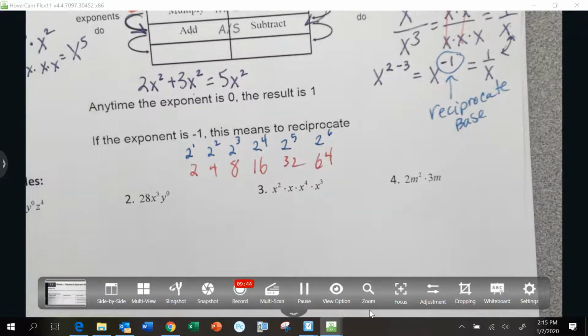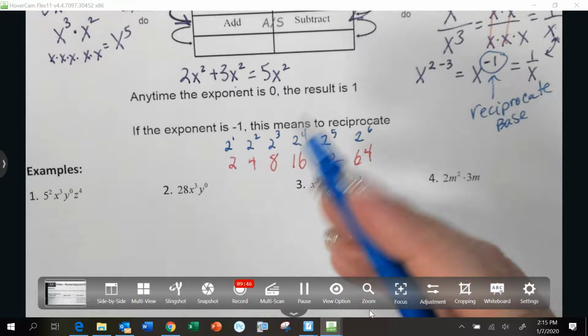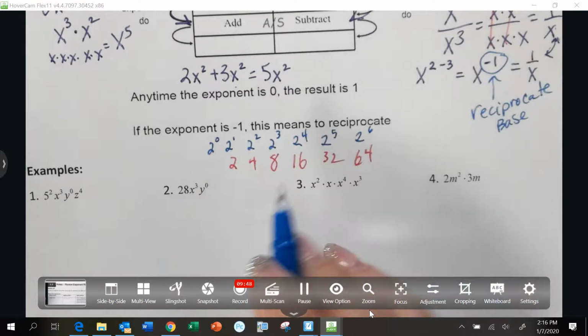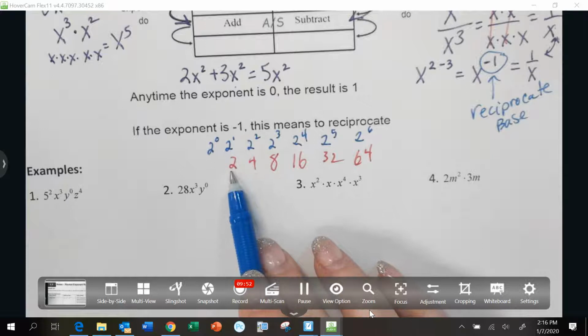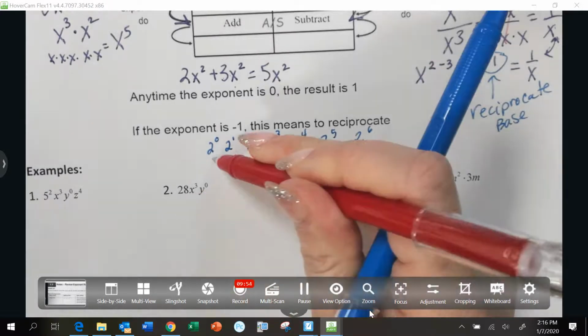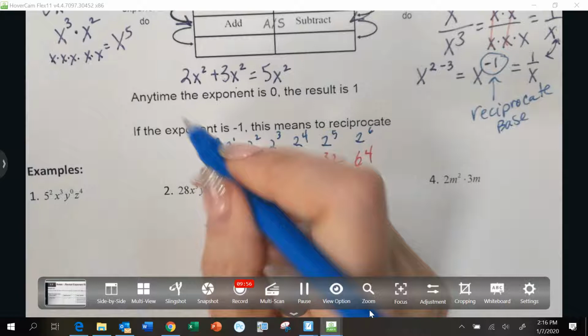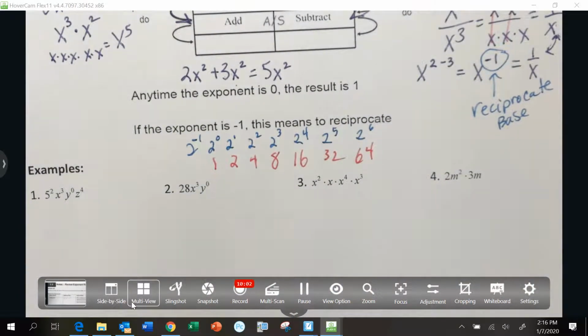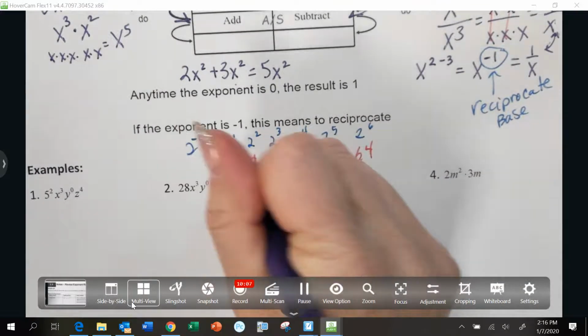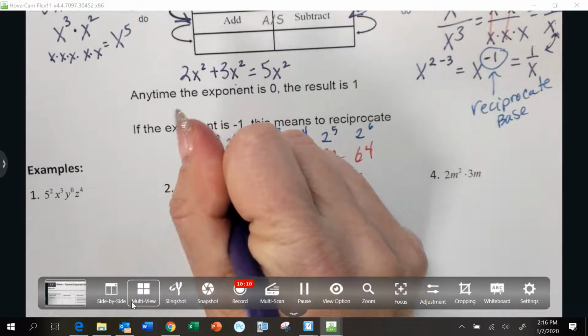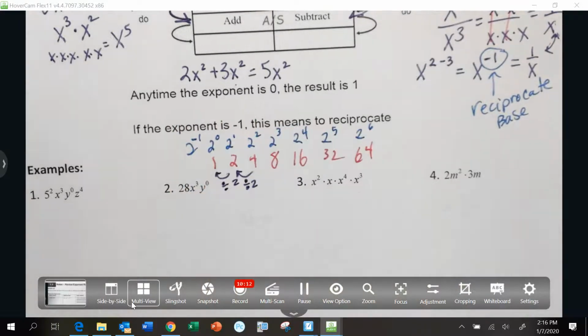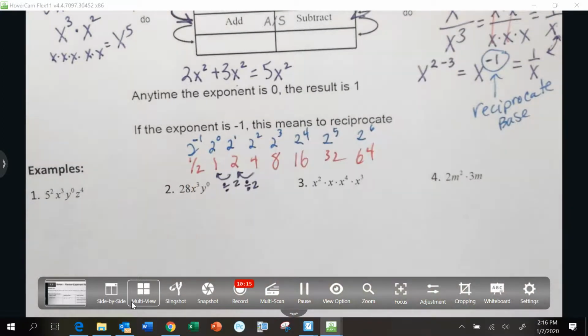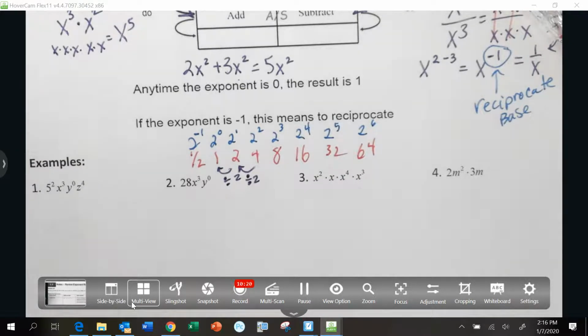So negatives. 2 to the 0 is 1. If I am going the other direction, instead of multiplying by 2, I'm going to divide by 2. If I go to 2 to the negative 1, that's the next one down. What are we doing if we're going this direction? We're dividing by 2. So it would be 1/2. What's 1 divided by 2?